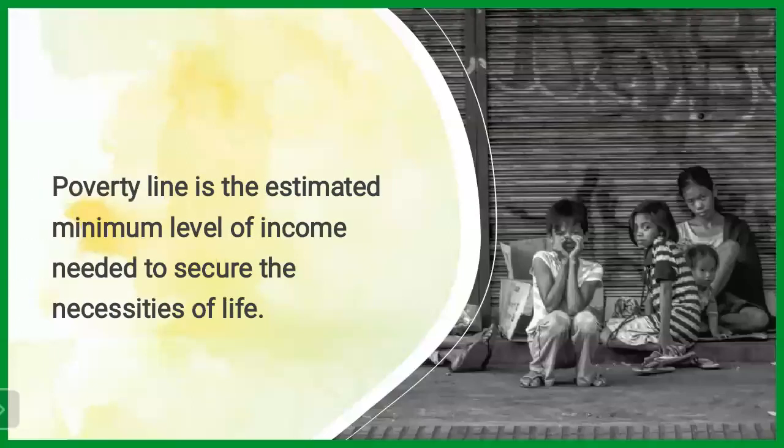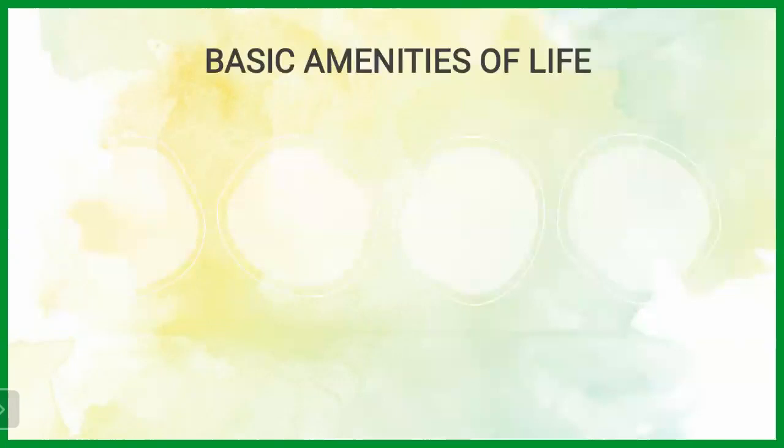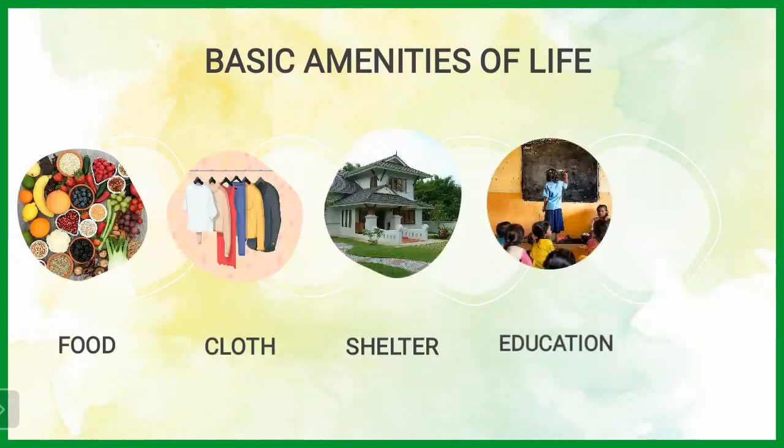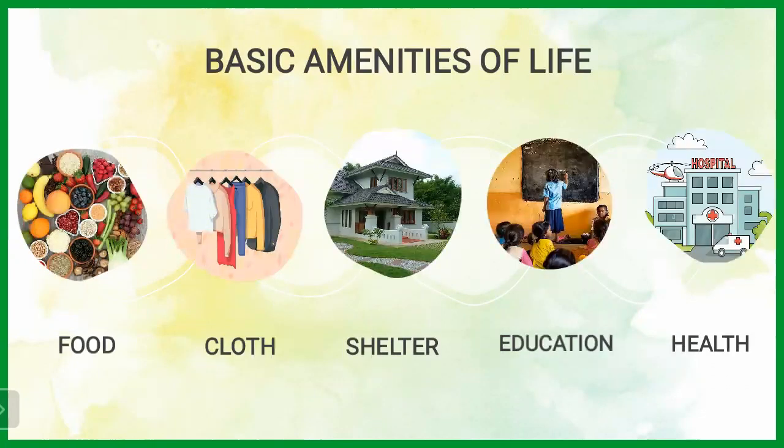Poverty line is an estimated minimum level of income needed to secure the necessities of life. Here we have two important points, that is minimum level of income and necessities of life. Can you tell me what is necessities of life? Ma'am, food and water, basic requirements. Yes, very good. The basic amenities of life are food, clothes, shelter, education, and health. These are the five most basic amenities of life or the necessities of life.